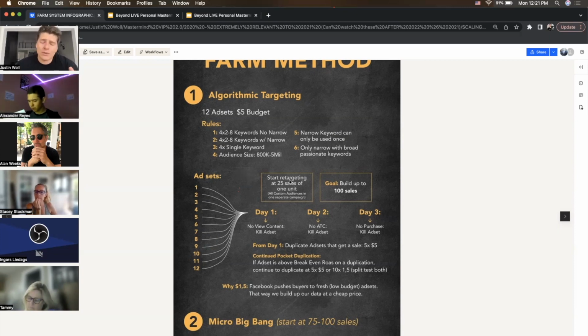And when we're at that point of 25 sales, we want to start remarketing, which means we're going to create our custom audiences and put them into their own campaign at $1.50 to $5 a piece. That's going to be our actual movement of remarketing. Now with remarketing, let's understand a few things here. If you've gotten to 25 sales, that means there's genuine interest in what you're selling.